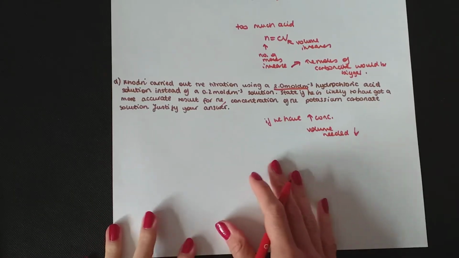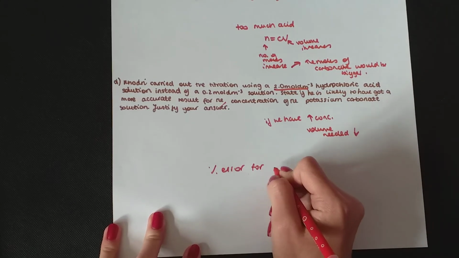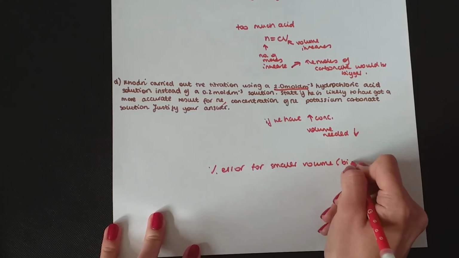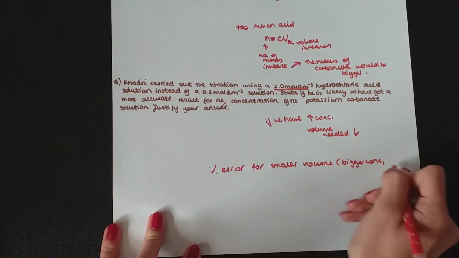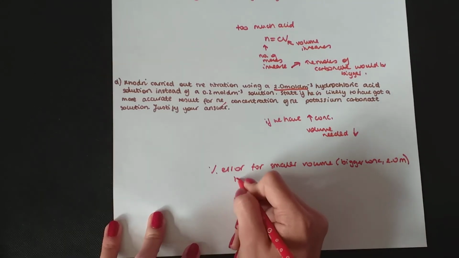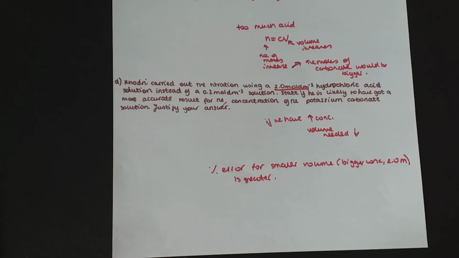So the answer is that the percentage error for smaller volume, so bigger concentration, 2.0 molar, is greater. Let's look at it this way. If you have a big concentration, you just need a small amount of volume, and it's much easier to make a mistake when you need a small amount of volume than when you need a big amount of volume. Here's a big calculation question.